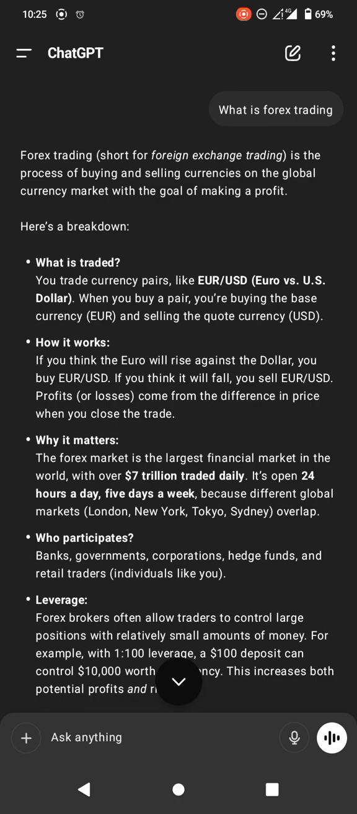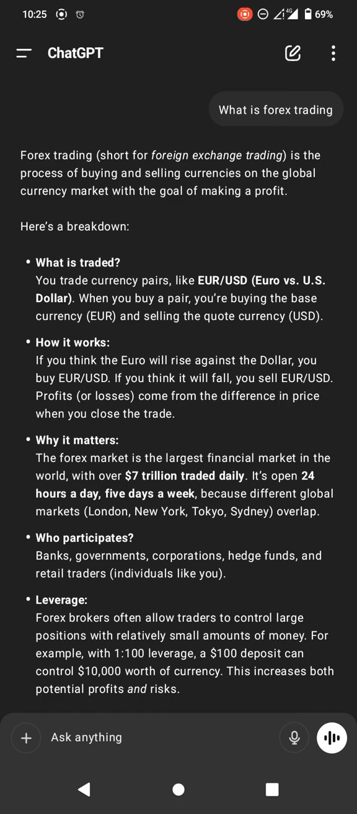So now, what are currency pairs? Currency pairs are when two countries' money come together. Example, the euro and the dollar, which you can see here. EUR means euro, while USD means the US dollar.